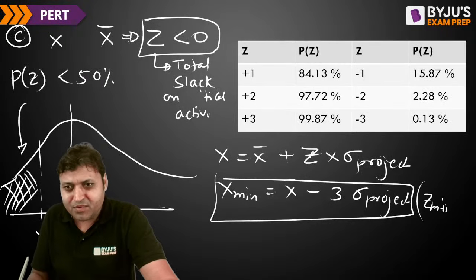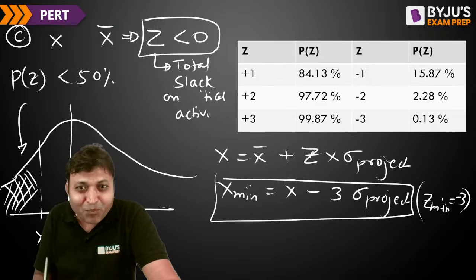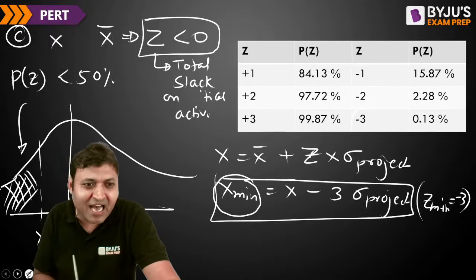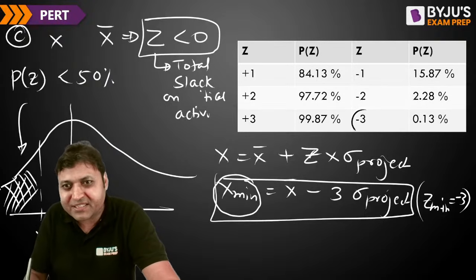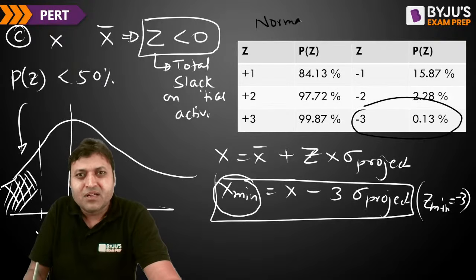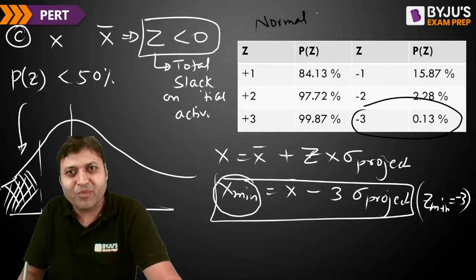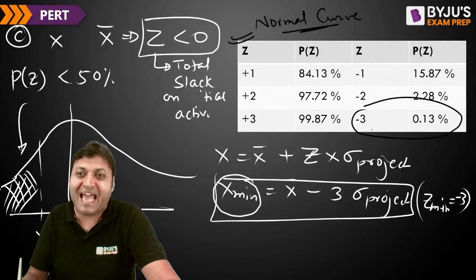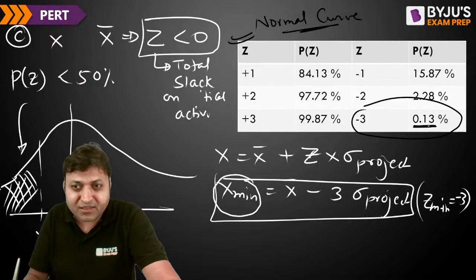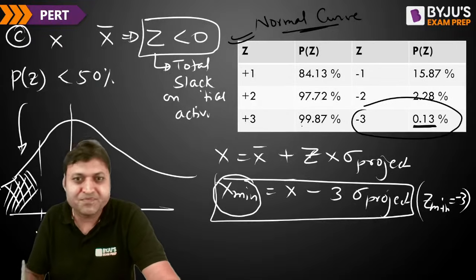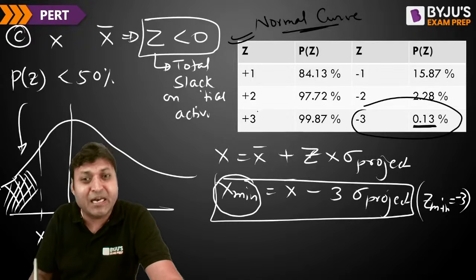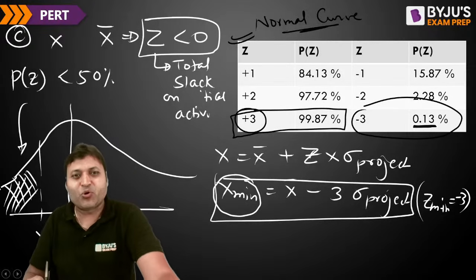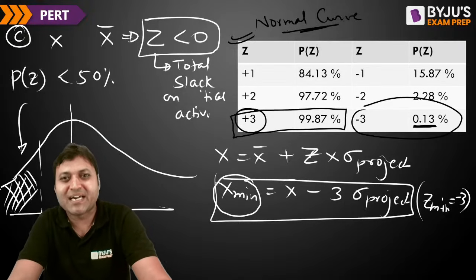Z minimum is minus 3. So if we want the project getting completed in minimum time, that is minus 3, the chances are only 0.13%. This is for the normal distribution curve. These are the probability distribution values for the normal curve. These are the standard values. So if we want the project completed in X minimum, the chances are only 0.13%. It is not even 13%. Similarly, if we want the project getting completed in maximum time, that is Z is plus 3, then the chances of completing the project in maximum time is almost 100%.